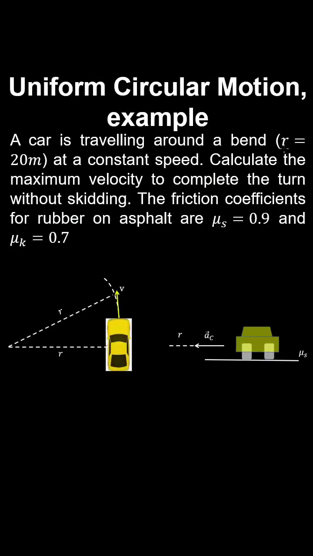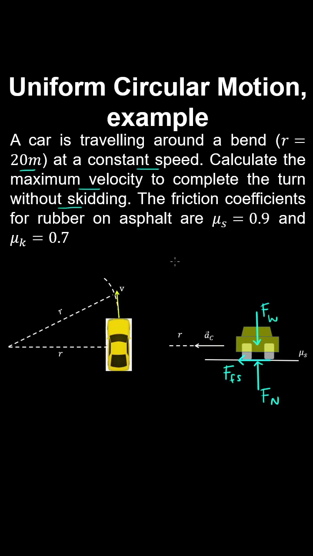A car is travelling around a bend with a radius of 20 meters at a constant speed, and we calculate the maximum velocity to complete the turn without skidding. In this case, the static friction force provides a centripetal force to prevent the car from skidding sideways. The other forces acting on the car are the normal force and the force of weight. So this car is undergoing horizontal circular motion.